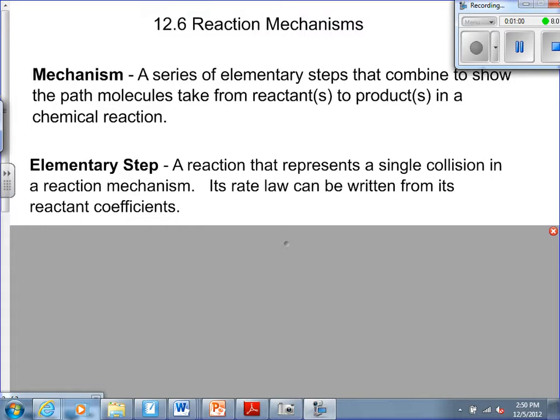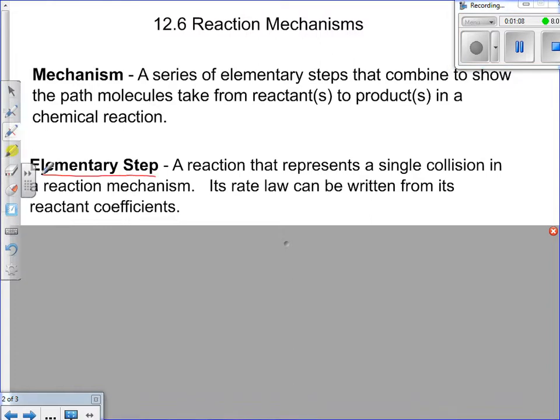In these mechanisms, which you'll see in a short while, we have something called elementary steps. Elementary steps are reactions where a few, 1, 2, or 3 particles come together and react to form products. And these elementary steps represent single collisions that occur in a reaction pathway.